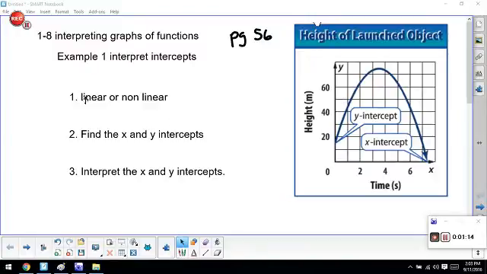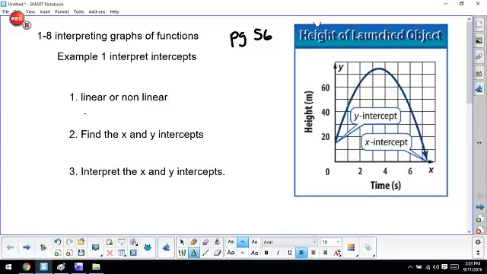So let's first identify the function as linear or nonlinear. In order for it to be a linear function, it would have to be a straight line. Now, since this is a curved line or a curved graph, it is not a straight line. So we'll call this nonlinear. All right, so our answer would be nonlinear. All right, so let's go ahead and find the intercepts.